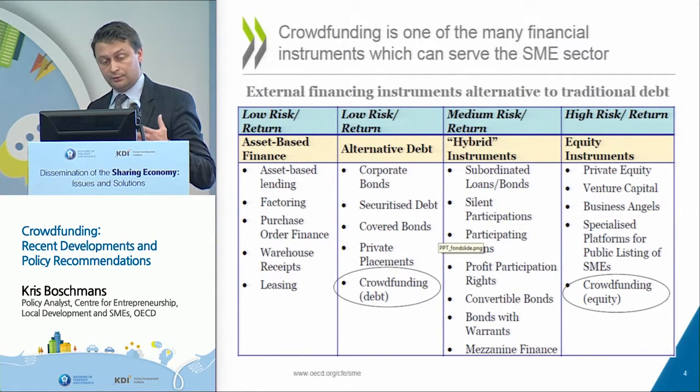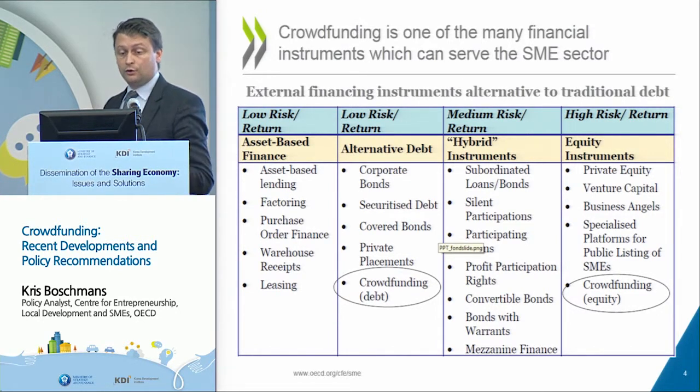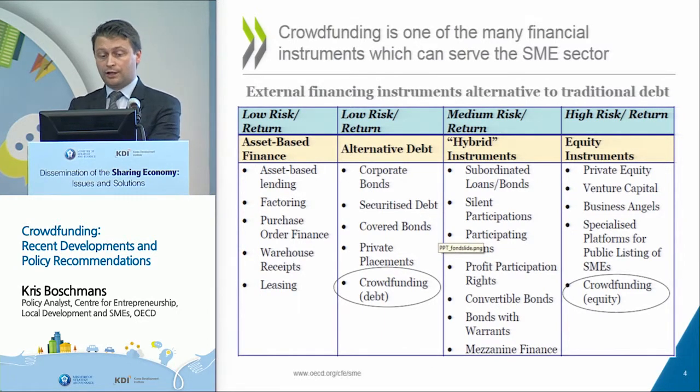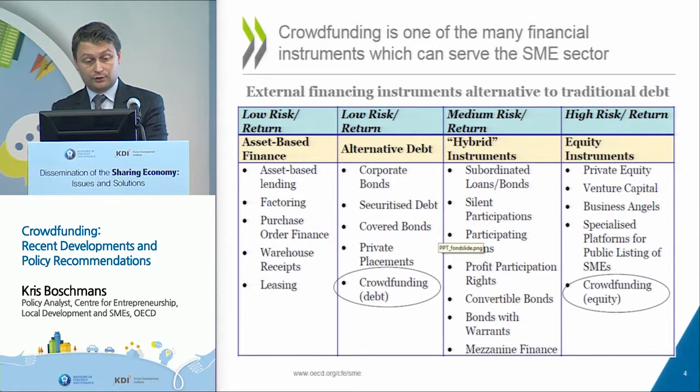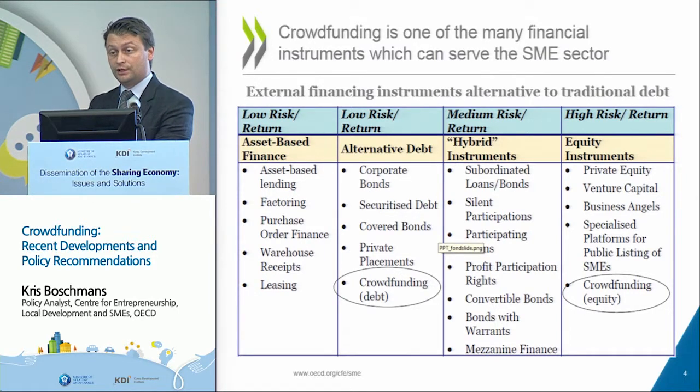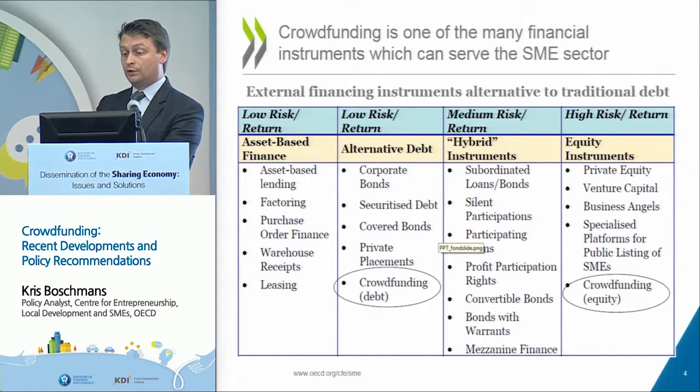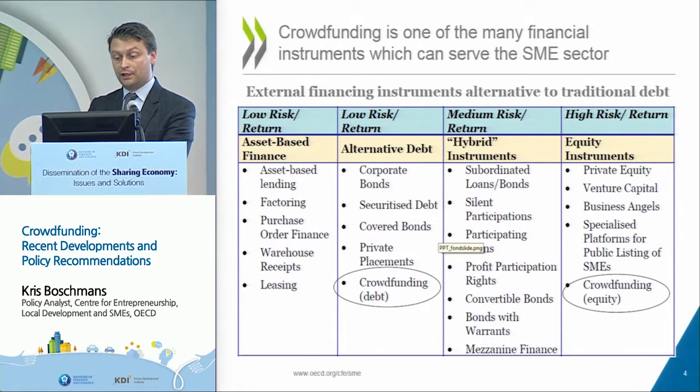So the way I and my colleagues from the Center for Entrepreneurship look at crowdfunding is as a source of financing, alternative or rather complementary to traditional debt lending by banks. And there are quite a lot of financial instruments which can play that role. This table covers most of the financing instruments at the disposal of small businesses and entrepreneurs, ranged along the risk-return spectrum, ranging from asset-based financing options such as leasing and factoring, all the way to the right to high-risk return instruments such as private equity.